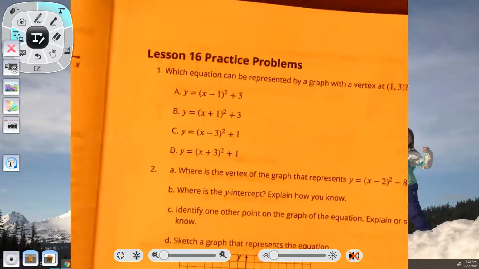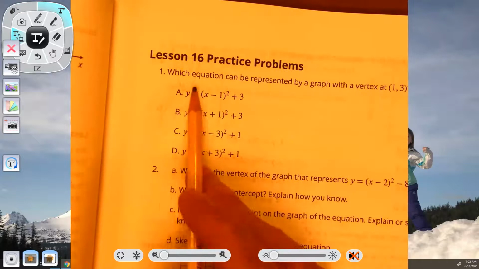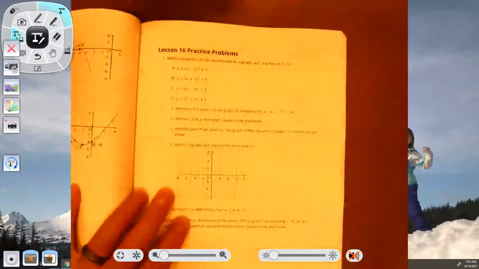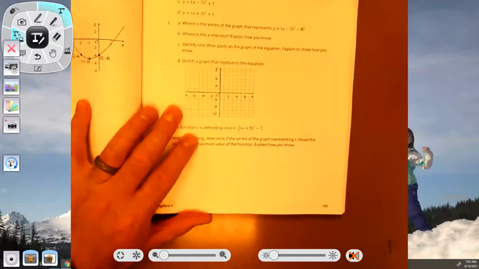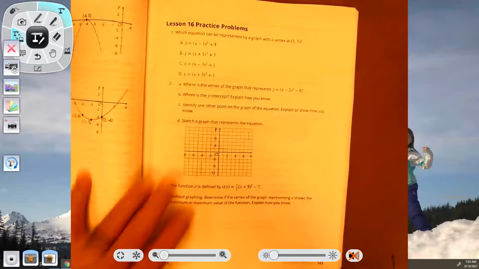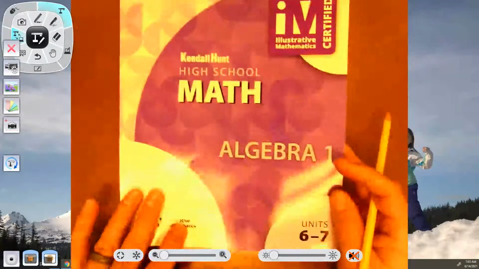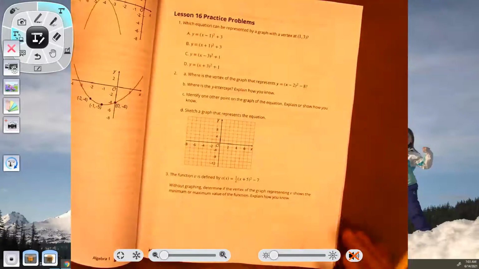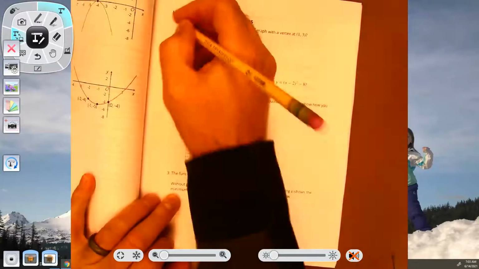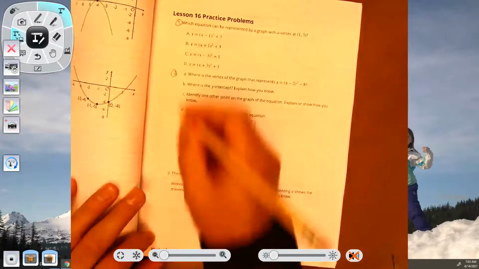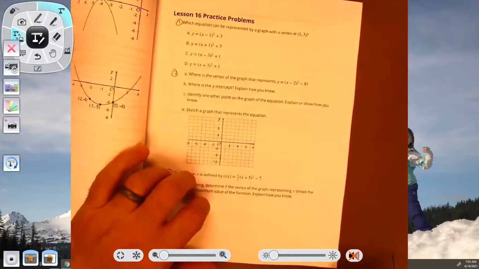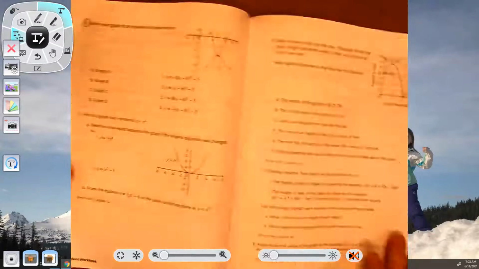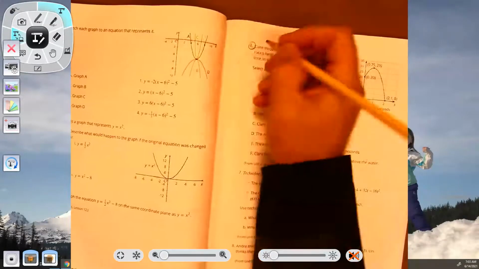We're going to be talking about Unit 6, Lesson 16, Practice Problems. These are on page 143 of your textbook, or of your purple book. So it's the purple Unit 6, 7, Algebra 1 book. And over here on page 143, we're going to be doing number 1, number 2, number 3, number 4, and number 6.